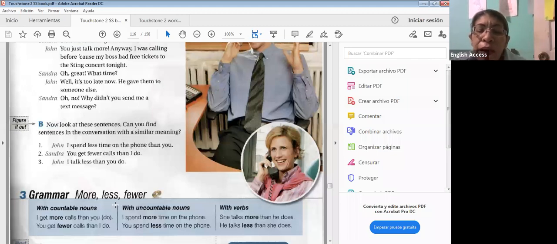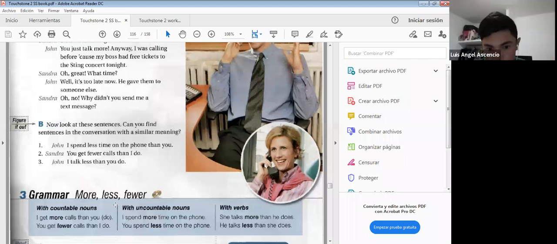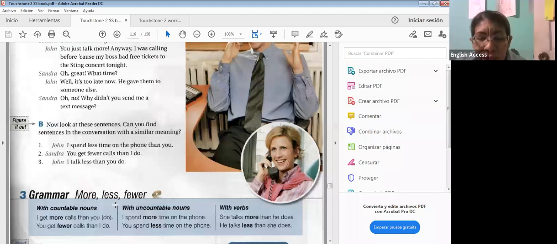And at the end, we have verbs. With verbs, we're going to use more or less. Example, she talks more than he does. He talks less than she does. So we are comparing an action. We're comparing verbs. In this case, the verb is talk or to talk. So once again, let's remember, with countable nouns, we're going to use more or fewer. And with uncountable nouns and verbs, we're going to use more or less. Do you understand this part, Luis? Yes, teacher. Okay, well now let's repeat after me, Luis, please.